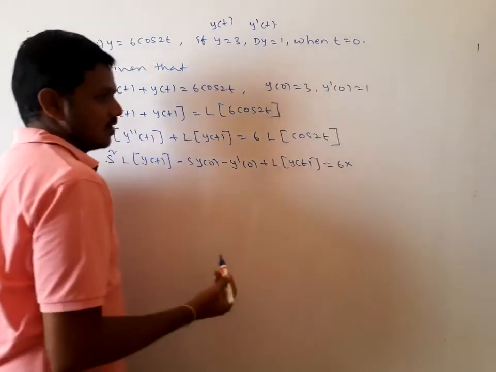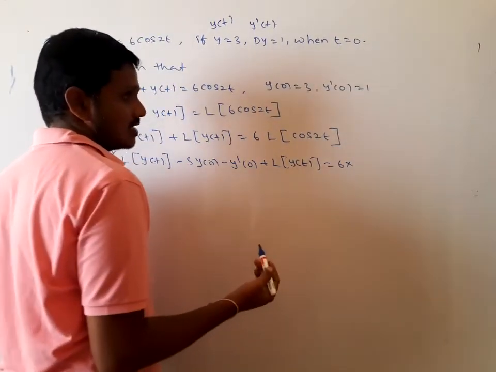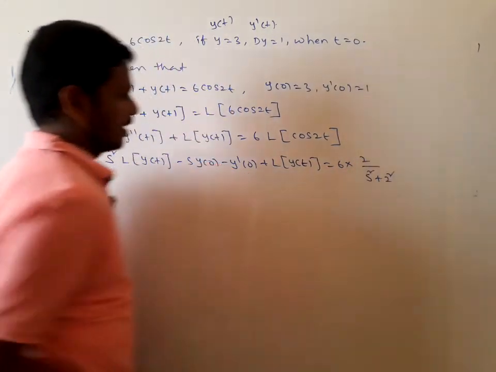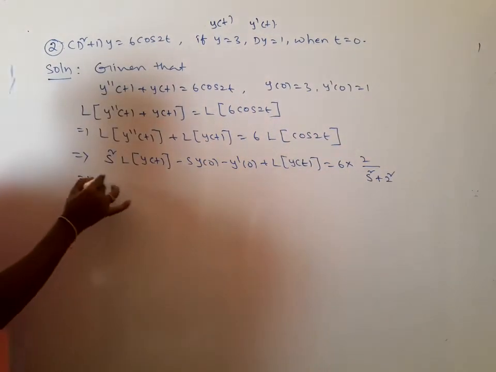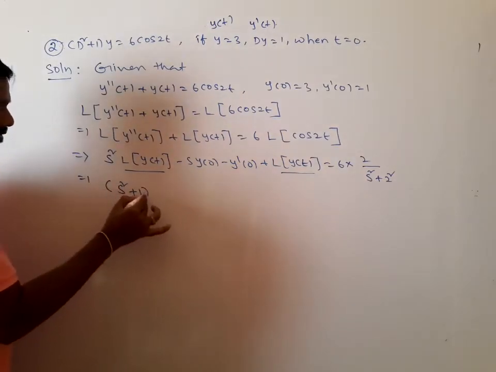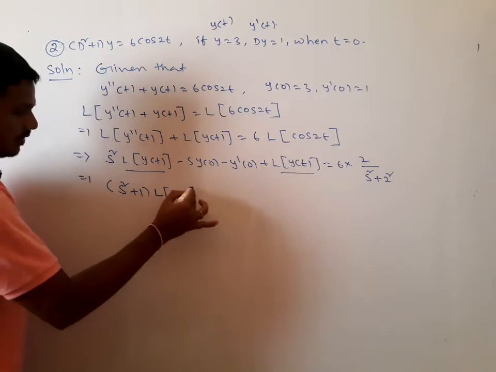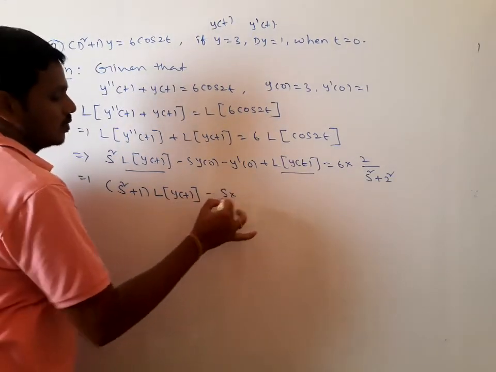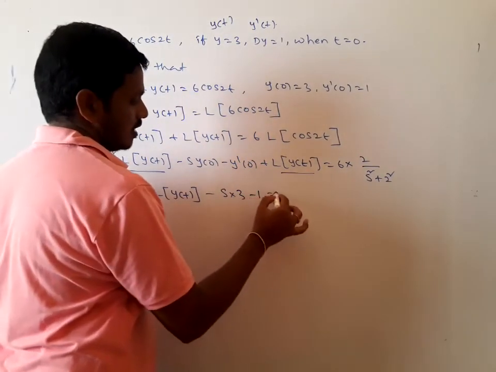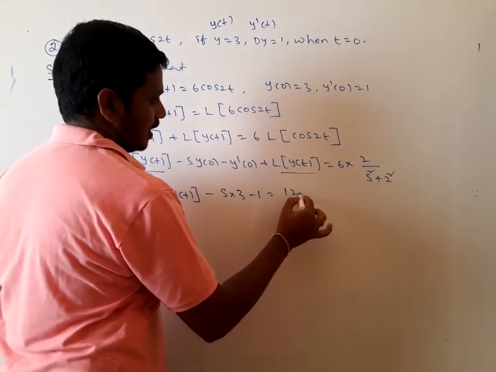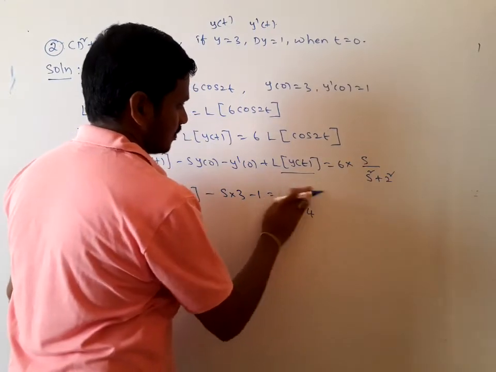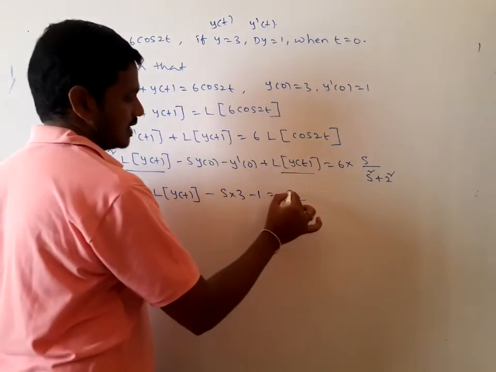6 into Laplace transform of cos 2t is what? Laplace transform of cos at is s divided by s square plus a square, so s divided by s square plus 2 square, and it is 6s. Right. I am going to common out Laplace transform of y of t. So we have s square plus 1 into Laplace transform of y of t minus s into y of 0, what is given? 3. y dash of 0 is what? 1, is equals to 6s divided by s square plus 4.